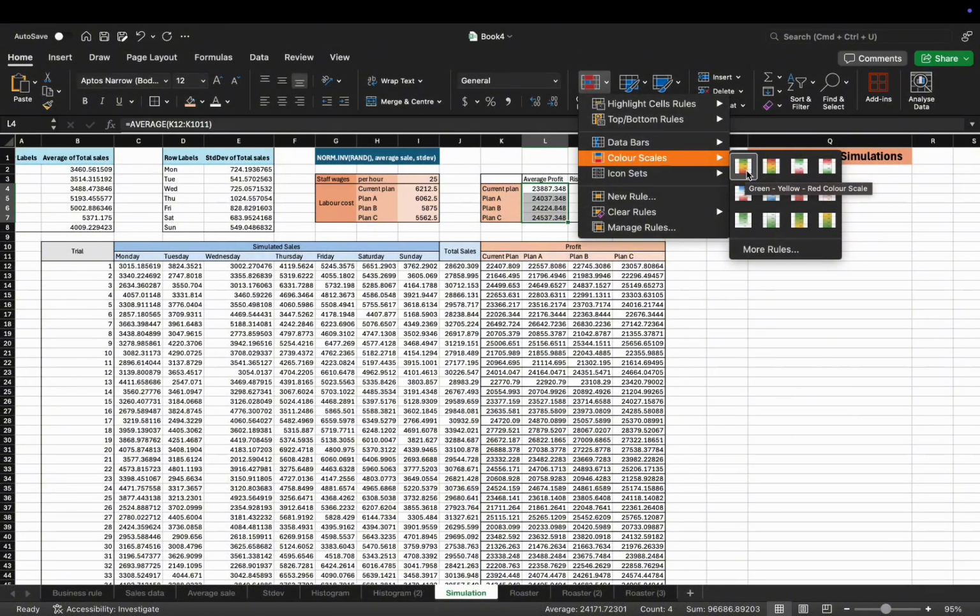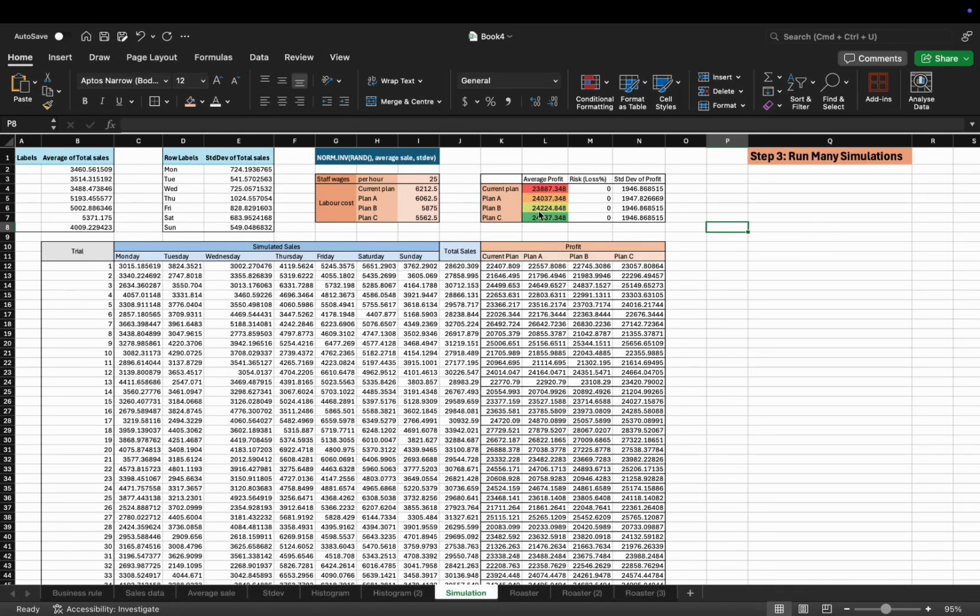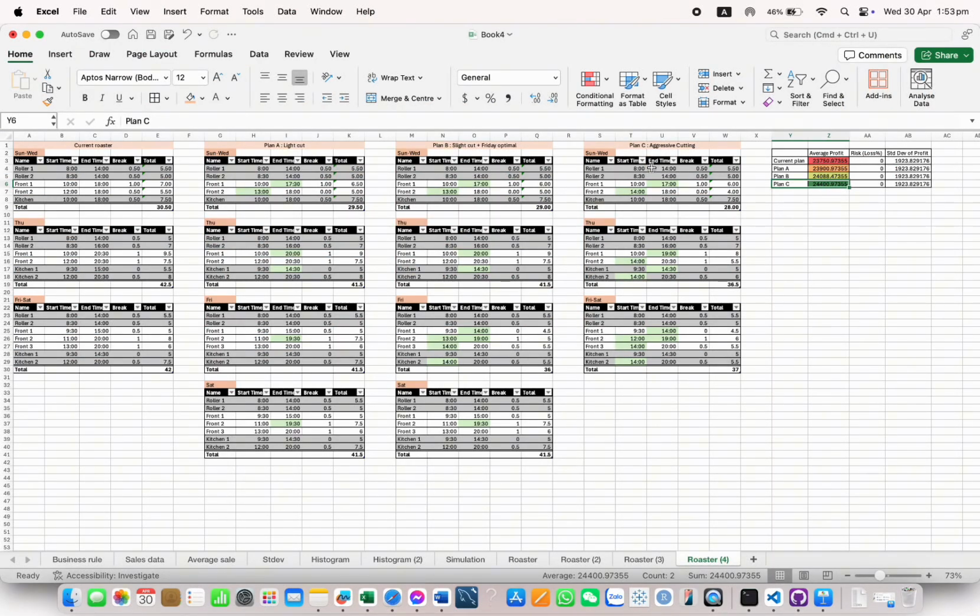As you can see here, plan C brings the biggest profit, then plan B, plan A, and our current plan. But should we choose plan C immediately without considering other factors? As you can see here, in our plan C, we try to cut the working hours as much as possible, but we forgot to consider the staff status. If they are getting exhausted, it will affect the quality of customer service and lead to unhappy customers, and it may affect our business.